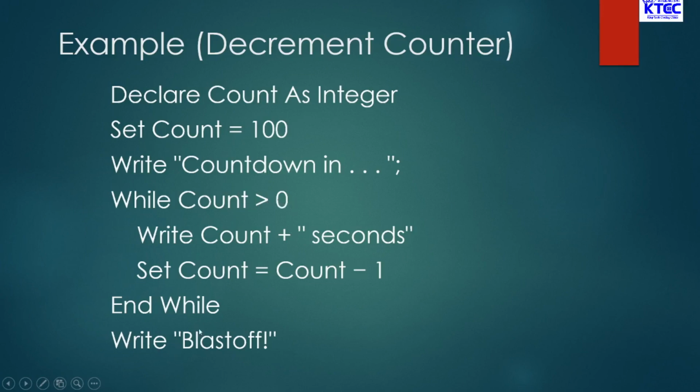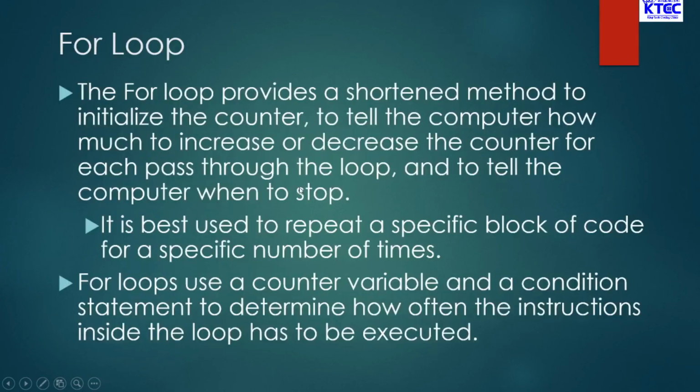So it ends the program and then writes what? Blast off. That means the program has come to an end. So this will display at the end of the program, when 0 is equal to 0. So that is that. Now let's come to the for loop.